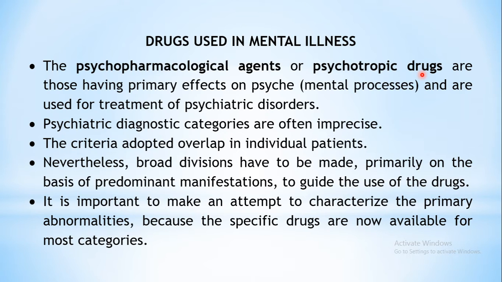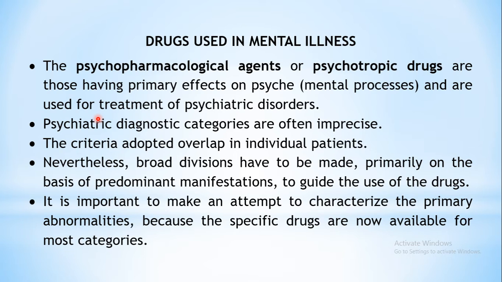So what is the definition of this? These psychopharmacological agents or psychotropic drugs are those which have primary effects on the psyche. Psyche means mental processes, which are mainly affected in psychiatric disorders. So these agents will affect your psyche or the mental processes, your normal processes which have been altered in the psychiatric disorder. These are the drugs which are useful in the treatment of these psychiatric disorders.